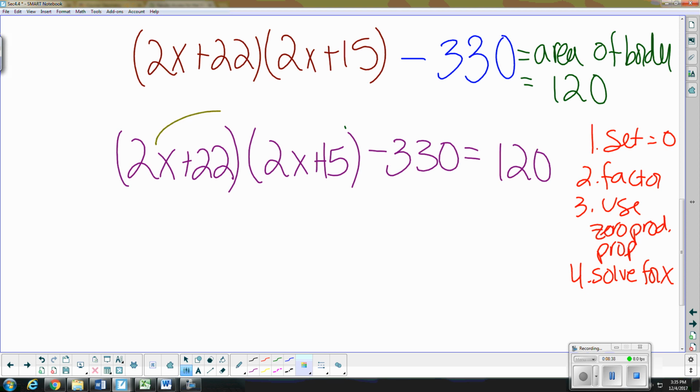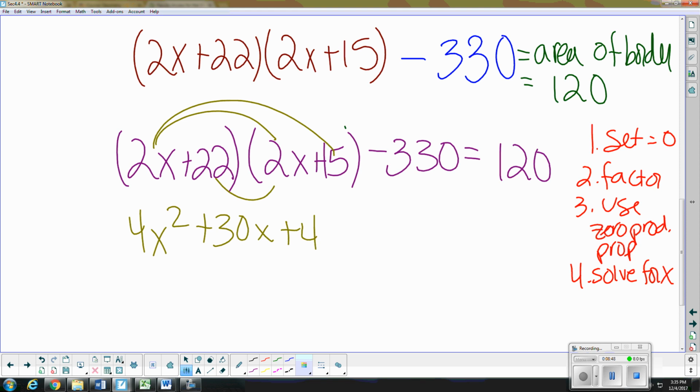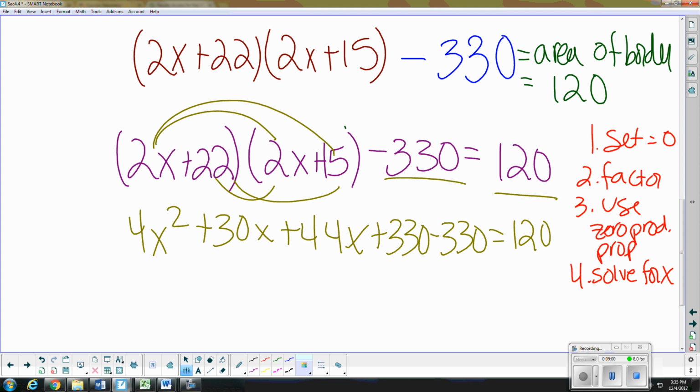Okay, so if we FOIL, we've got 4x squared plus 30x plus 44x plus 330 minus 330 from here equals 120. So now let's just combine our like terms. So that gives us 4x squared plus 77x plus 0 equals 120.